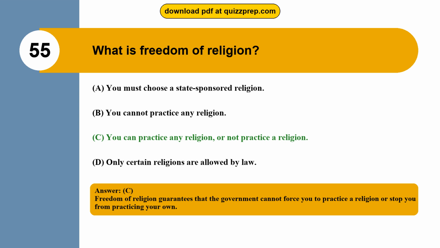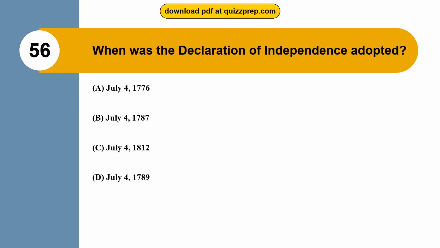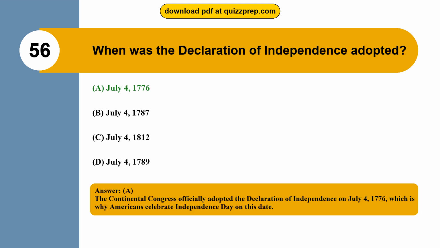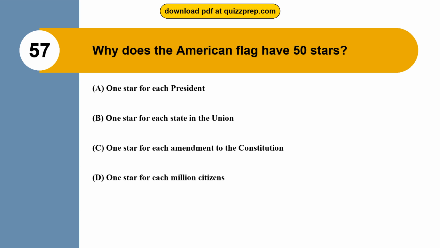Question 56. When was the Declaration of Independence adopted? Option A, July 4, 1776. Option B, July 4, 1787. Option C, July 4, 1812. Option D, July 4, 1789. The correct answer is option A, July 4, 1776. The Continental Congress officially adopted the Declaration of Independence on July 4, 1776, which is why Americans celebrate Independence Day on this date.